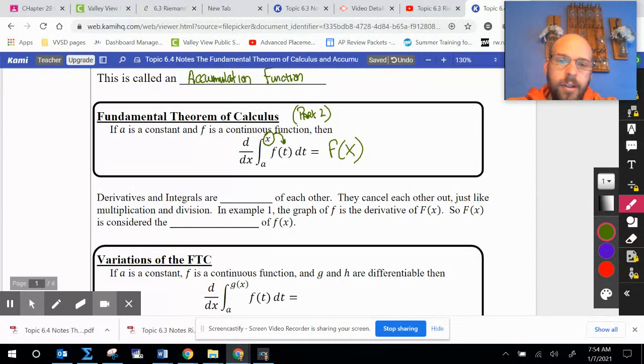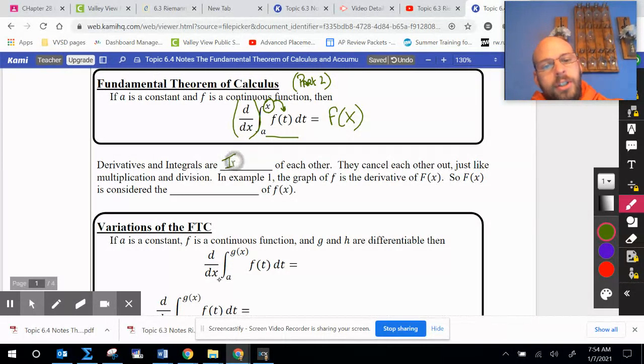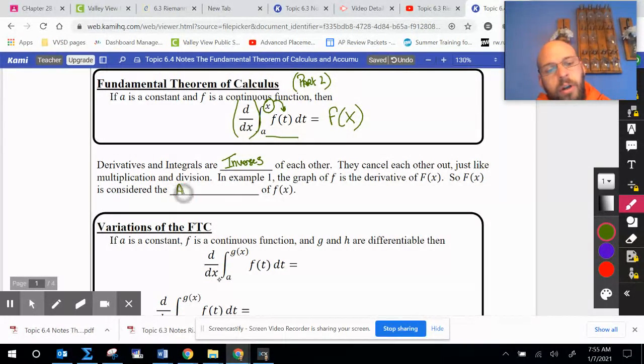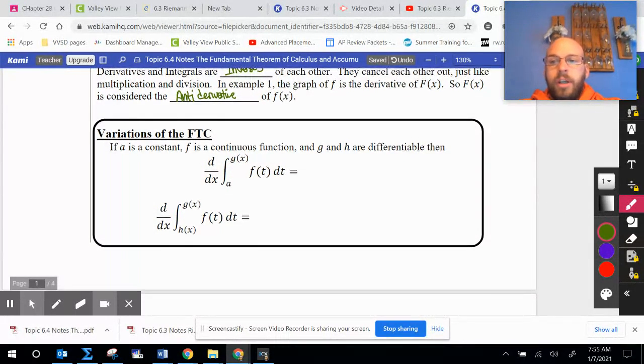Now, there is a little bit more going on here. But if I take the derivative of an integral, they cancel each other out. They are inverses of one another. And capital F of x is what we call the antiderivative. Fancy word. Anti just means opposite, so it's the opposite of the derivative, or the inverse of the derivative.